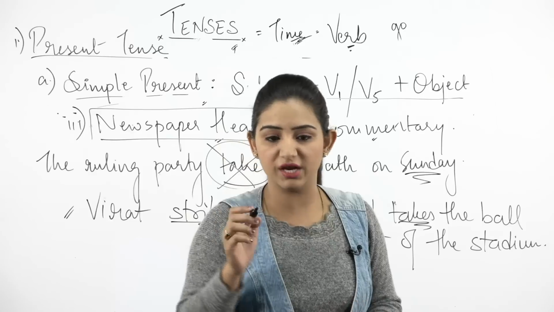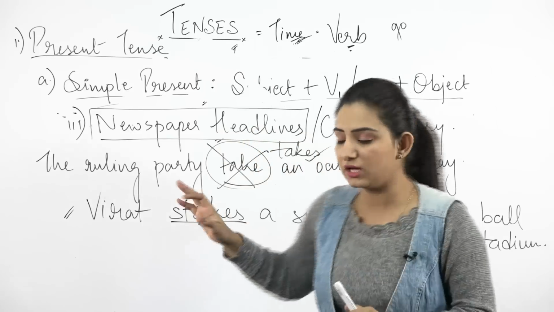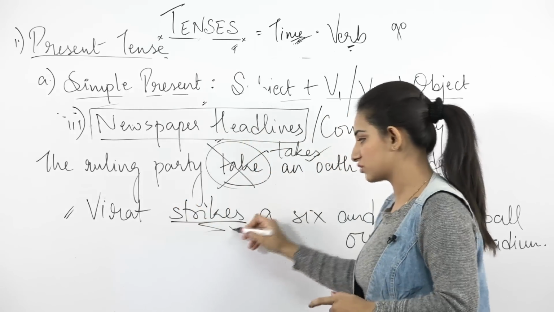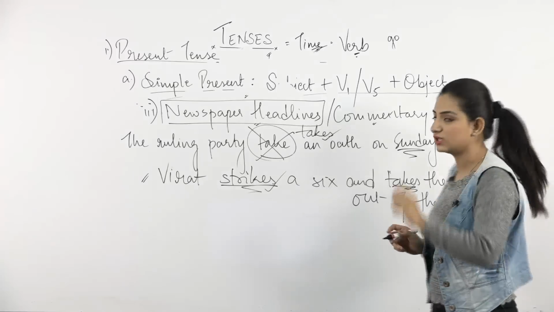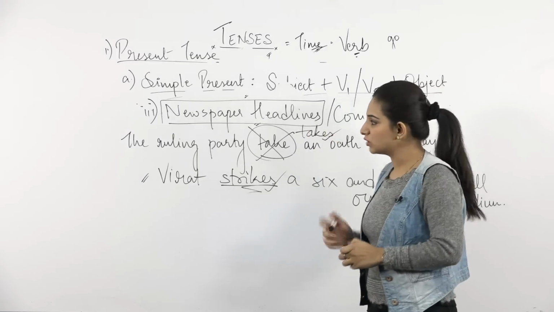Okay, Vikas, Viresh, you all have answered correctly that हम क्या use करेंगे? Takes का use करेंगे. यहाँ पे हमने strikes use किया, that is correct. यहाँ हमने takes use किया, that is correct. Now let's move on to the next rule.